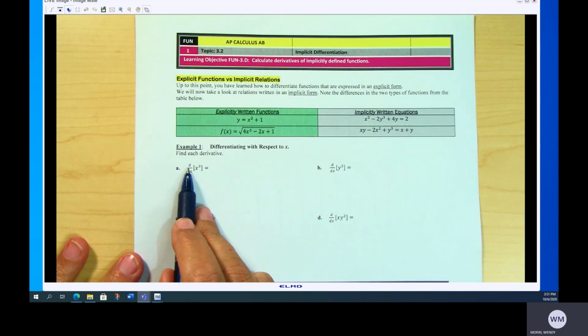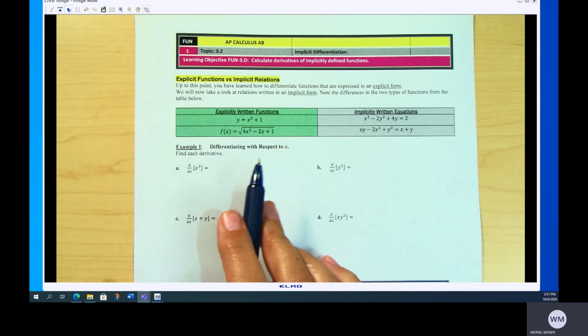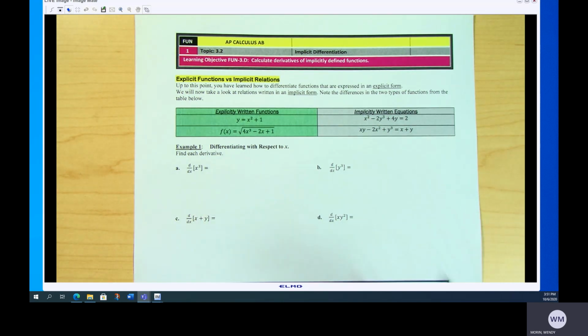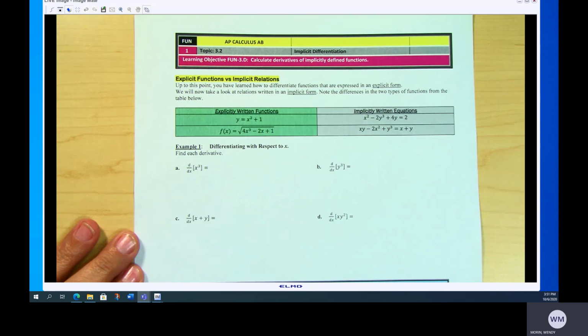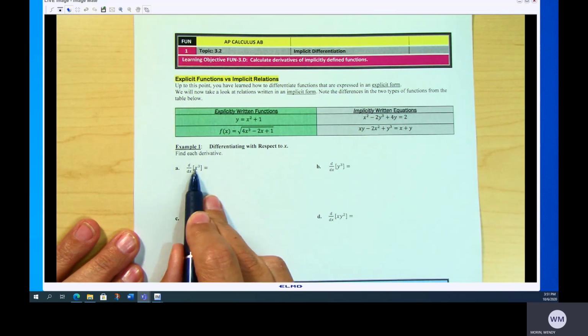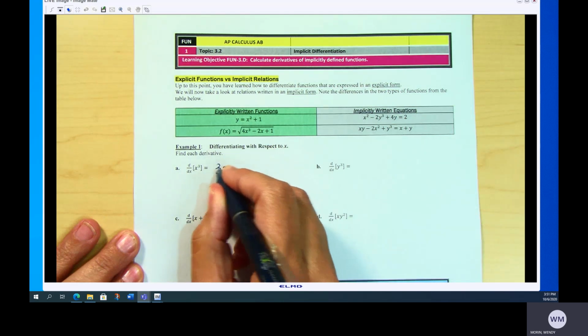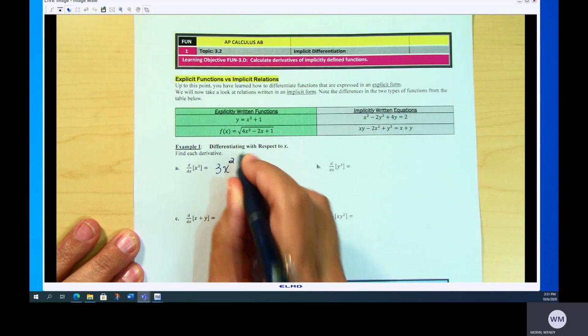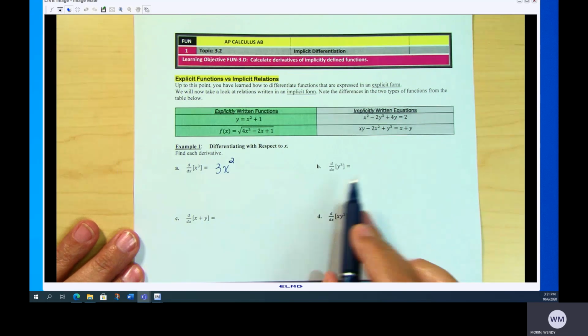So if I ask you to find the derivative of x to the third, now we're taking it with respect to x. That's what we've always been doing, with respect to x. So can you take the derivative of x cubed? Sure, that's the power rule. That's not the chain rule because our base is x. So that's just the power rule. 3x to the second. But let's look at b.